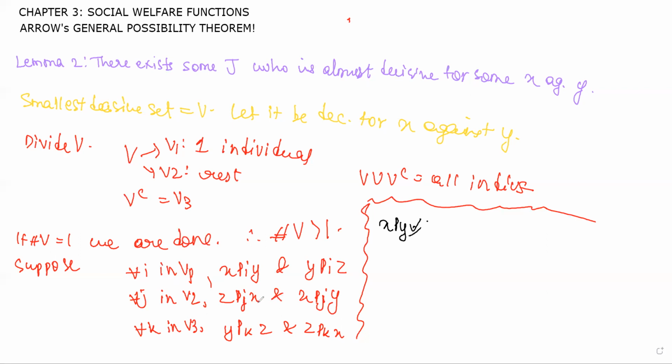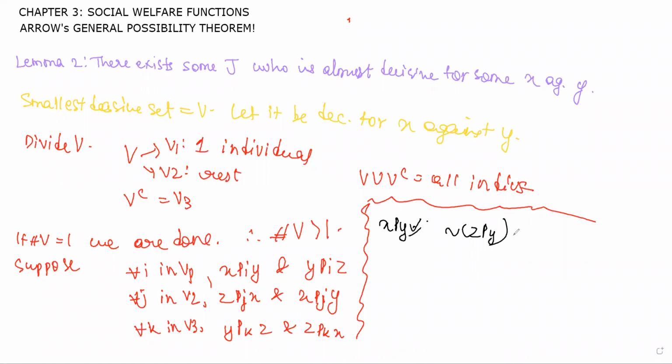Similarly, if you see, zPy cannot be true. Sorry, yRz has to be true. Why is this? Because yP_i z for the individual in V1, and yP_k z for the individuals in V3. So zPy only holds for individuals in V2. Right? So if zPy were true, that would make V2 an almost decisive set for z against y. But V2 is smaller than V, and we have already said that V is the smallest almost decisive set. Right? So this cannot be true, and hence this has to be true.